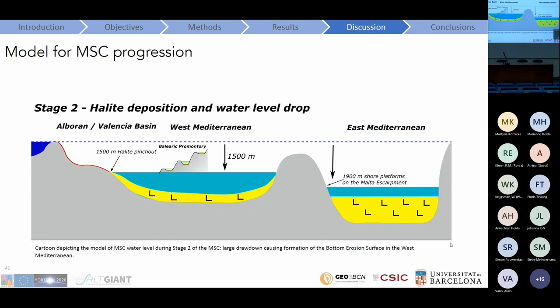So during stage two, we see erosion up to 1500 meters in the Western Mediterranean and the preservation of halite that was possibly formed during a drawdown of about that magnitude. And then the basin in the Western Mediterranean would have been disconnected from the east at the Sicily Sill. And in the east, we don't really have a solid constraint on the initial magnitude of drawdown because we are not able to exclude that the water level went down much further than 600 meters at some point during the Messinian. But possibly it might be related to the restoration of shore platforms on the Malta escarpment.